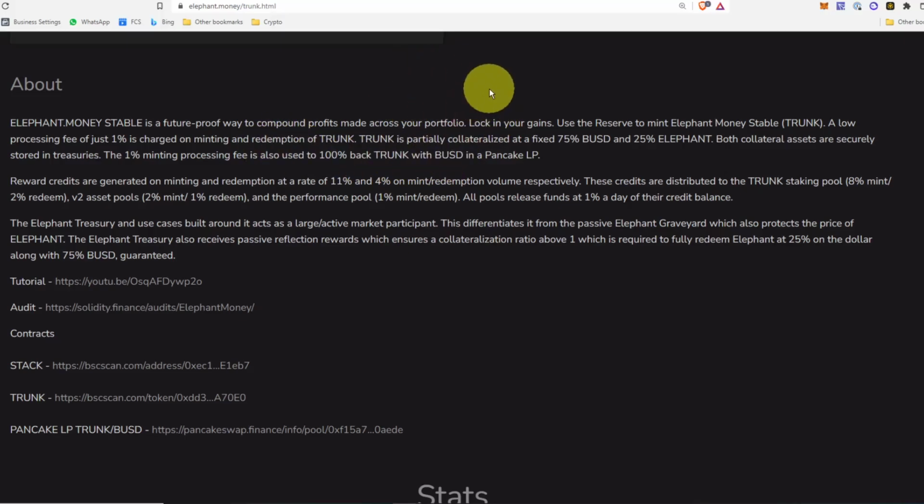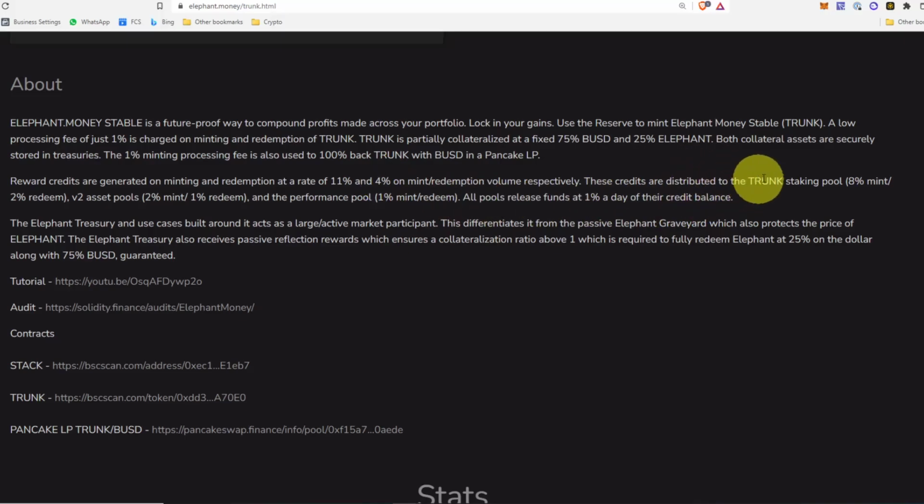Now, this is really important to think about, the entire mint and redeem process, because this is how reward credits are generated at a rate of 11% on minting and 4% on redemption, or in other words, 11 cents on the dollar minted and 4 cents on every dollar redeemed.